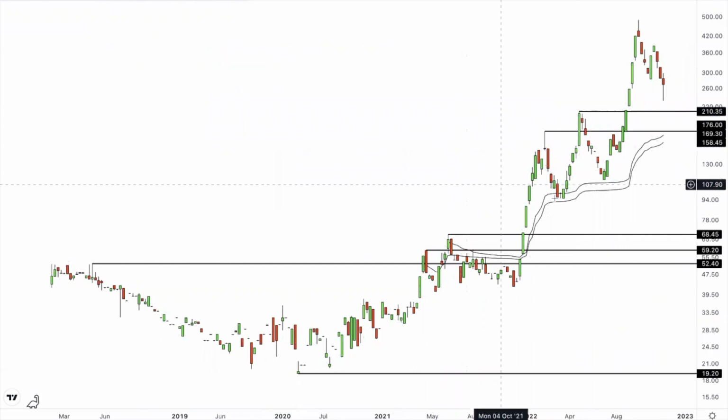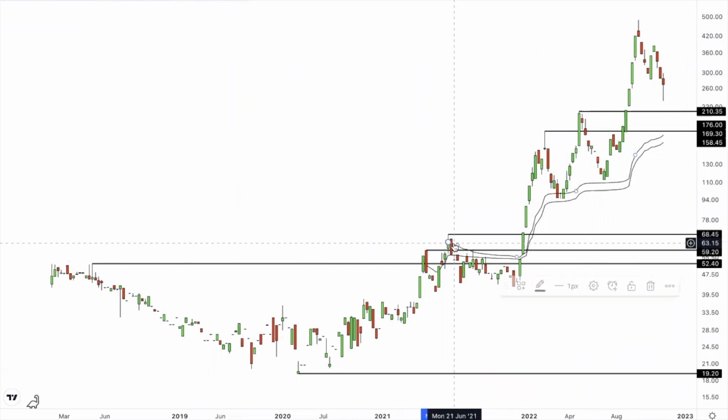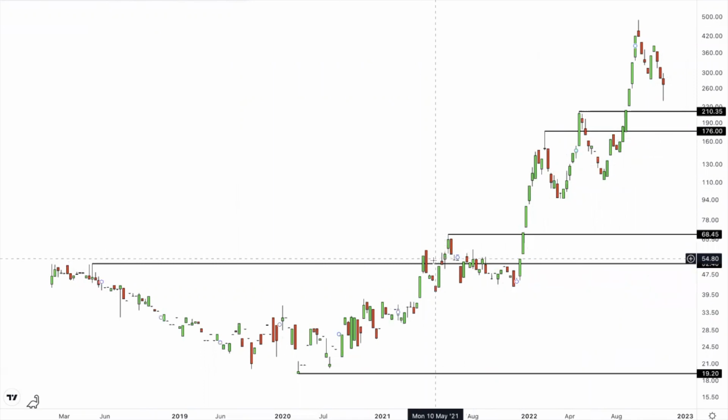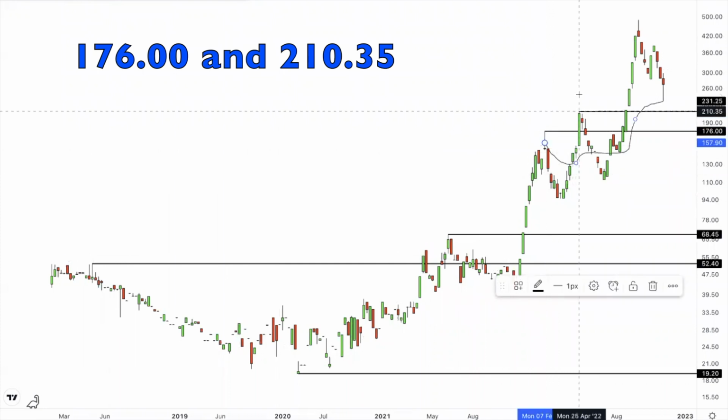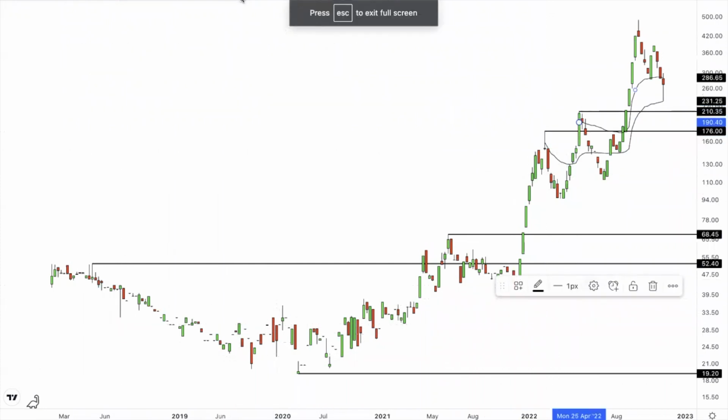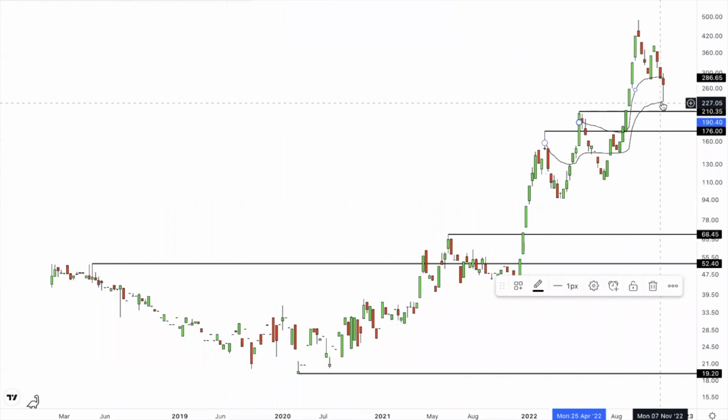So right now, the previous anchor VWAPs that we had marked will be of no longer use, and we will be deleting all of them, and the most recent anchor VWAPs will be plotted from the levels of 176 and 210. Now we can very clearly see that the stock came down to somewhere around 230, and then it took support at that particular anchor VWAP.